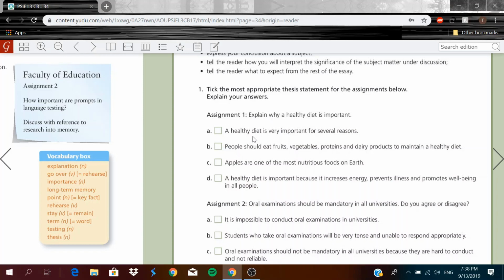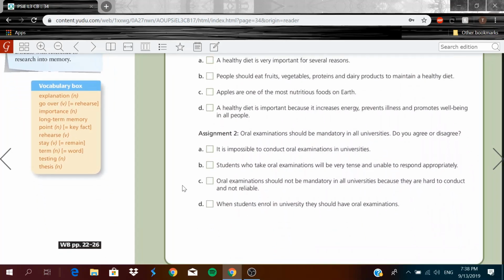And a healthy diet is very important for several reasons. Again, not the question, okay? So he wants you to explain. So a healthy diet is very important. Yeah, cool, but why? Okay, so D, a healthy diet is important because it increases energy, prevents illness, and promotes well-being in all people, okay? Now let's go to assignment 2.